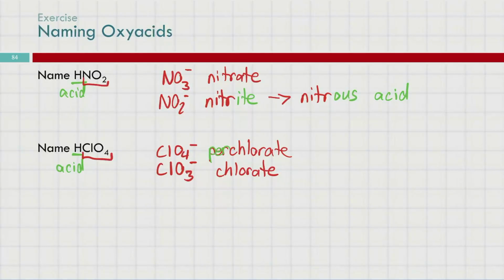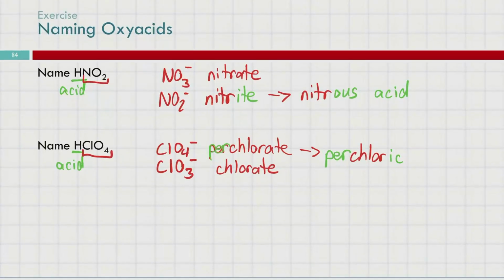Perchlorate, and we can turn that into the acid form. The per stays on there. Doesn't change. We've got the chlor part, and we change the ate ending to ic and add acid at the end. So this is perchloric acid. Questions about naming either of those?